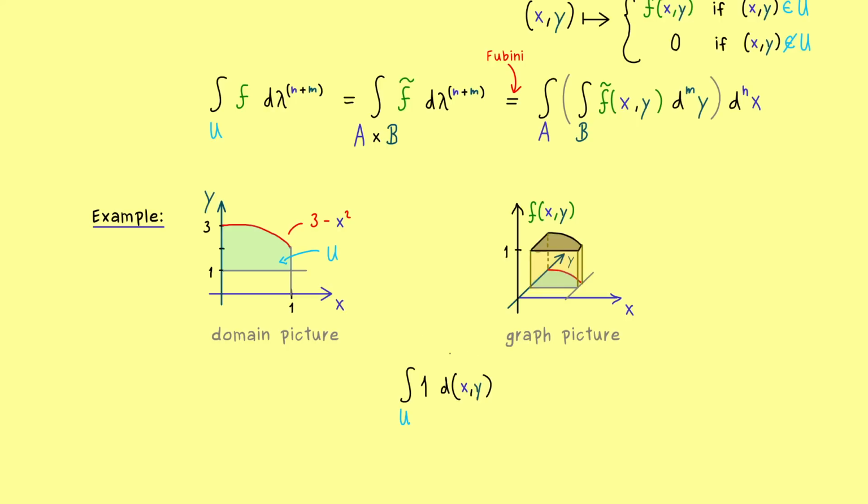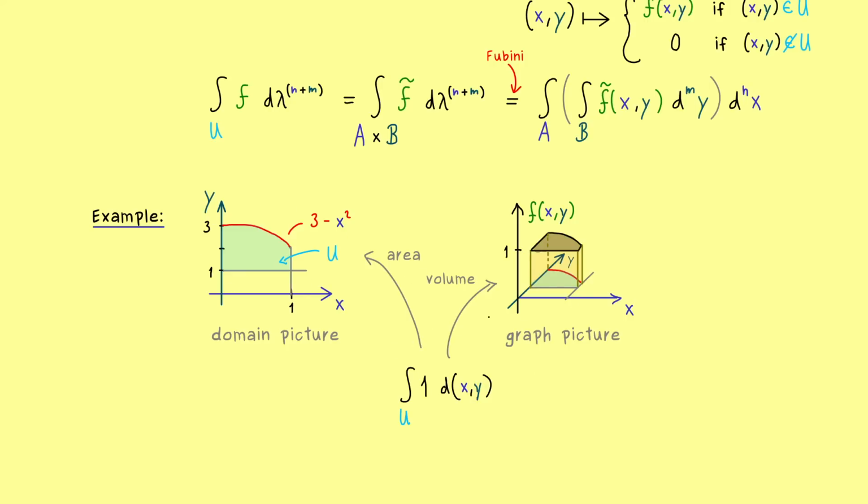Okay, so to make it clear again, this integral here describes the volume on the right hand side. However, since the only thing that happens in the z direction is a height of 1, we can also say that this integral describes the area of U. In other words, you can use a two-dimensional integral to calculate a volume in R3 or an area in R2.